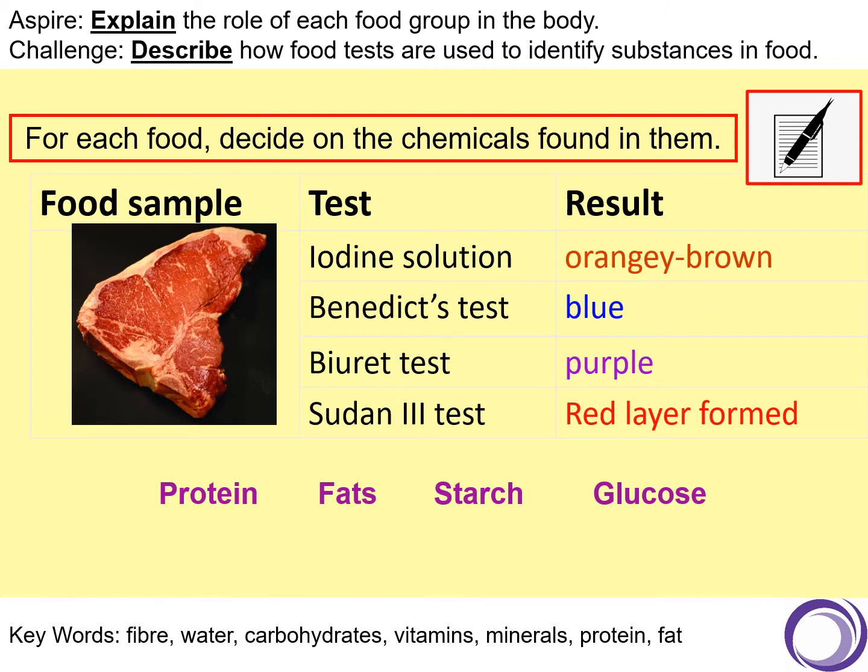So now a task for you to do, guys. For each food below, I want you to decide, with the chemical tests that are found on them, what foods or food groups are present because of those tests. This food sample is steak: the iodine test is orangey brown, Benedict's test is blue, Biuret test is purple, and Sudan 3 test has formed a red layer. I would like you to work out what food groups are present in that steak. I'm going to give you a minute and a half, off you go.